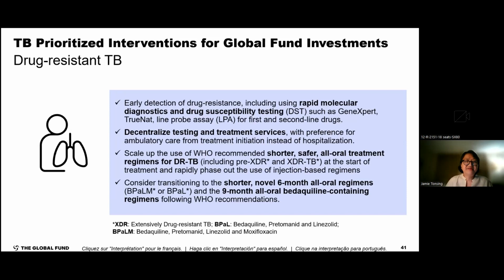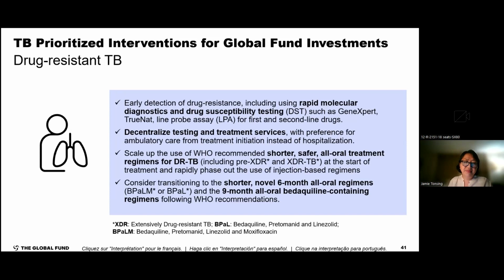We need to decentralize testing and treatment services so that not everybody with DRTB needs to go to the district hospital or to a referral center. We need to build local capacity for them to do the tests and start them on treatment, so we do not lose patients, particularly through initial loss to follow up.